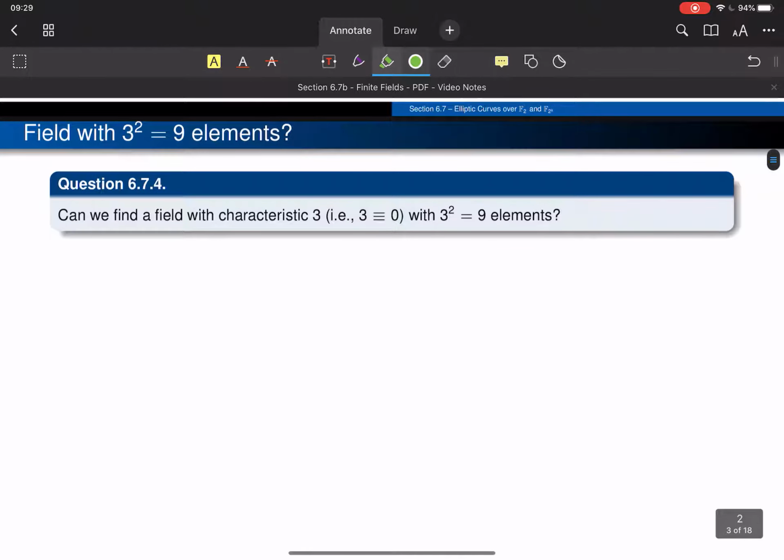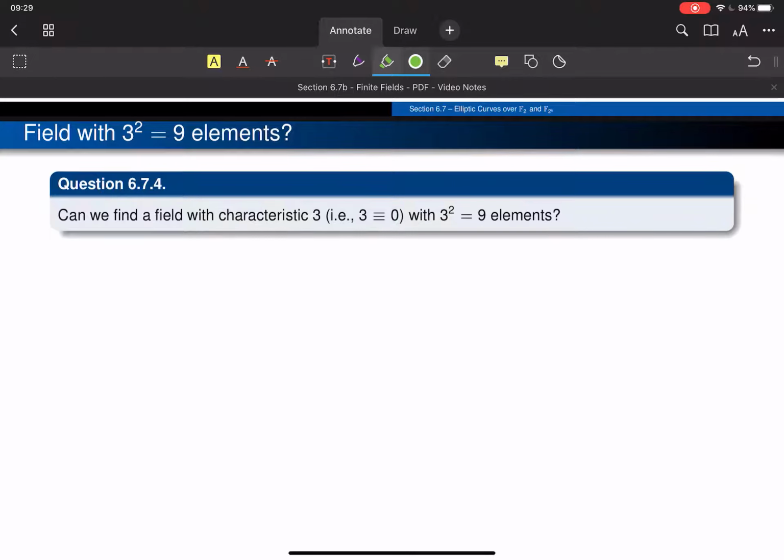So let's start chatting about how we can build up one of these fields, and then we'll come back to looking at curves. To start this off, I'm going to look at a field that has 9 elements in it. Later on, our big goal is to look at things that have 2 raised to some k power. So I'm changing it up a little bit just because it serves as a pretty nice segue.